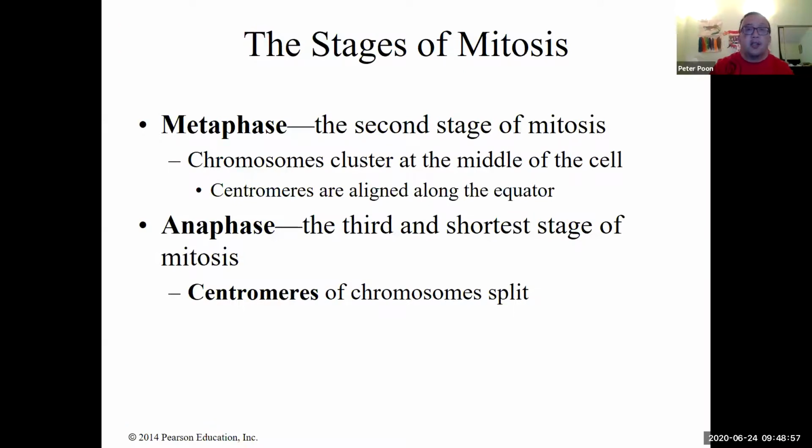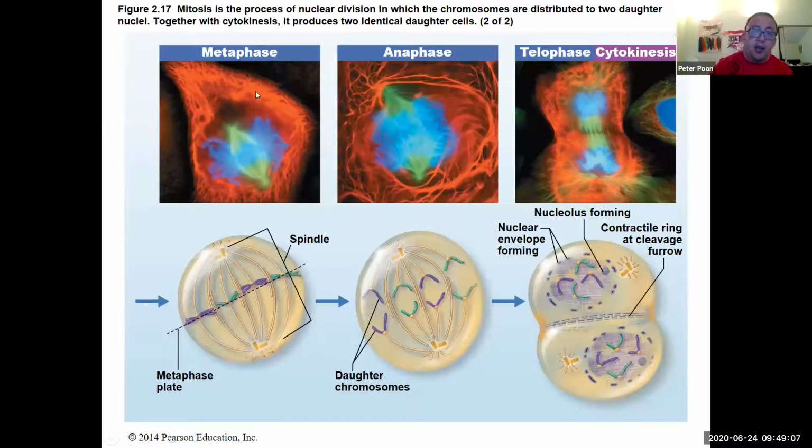The second stage of mitosis is metaphase. Metaphase is the easiest stage to actually understand. All the chromosomes line up in one nice little row. That row is called the equatorial plate or the metaphase plate.